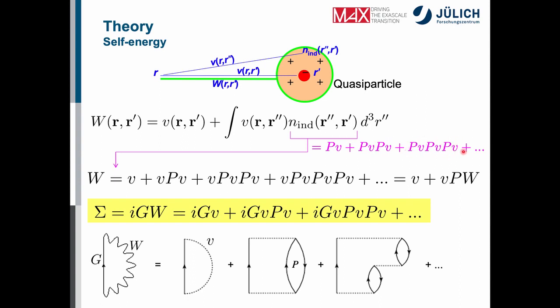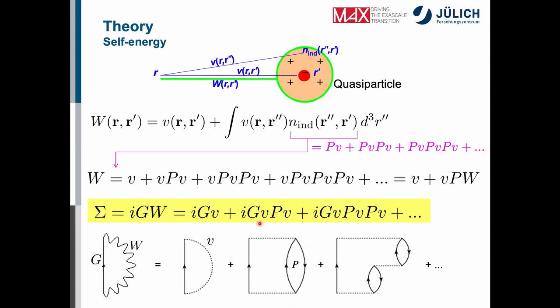In this way, we get an infinite series for the screened interaction, which can again be written in a concise form, in the same way we did it with the Dyson equation before. Multiplying the infinite series with the Green function gives an infinite series for the GW self-energy. Each term of it can be expressed as a Feynman diagram.